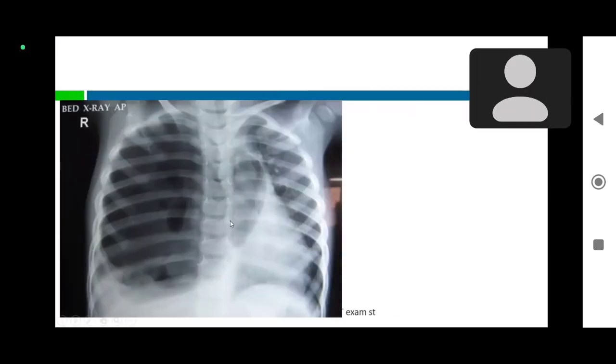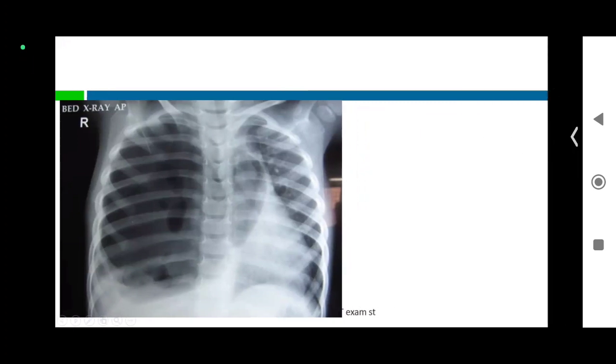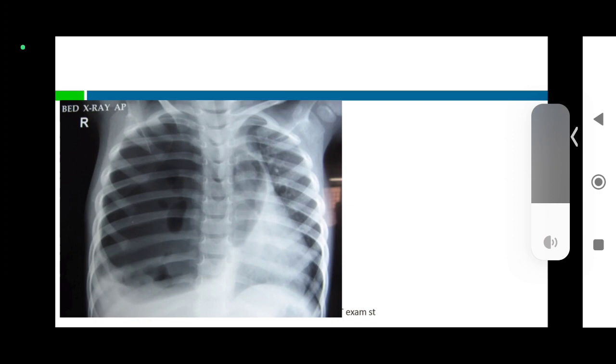What is this? Yes, quick. Otherwise, everyone will be late for our dinner, no? Increased volume on the right side of the lung. Very good. Increased volume on the right side. Heart pushed to the left side, sir. Heart is pushed to the left side. Okay, very good. Congenital lobar emphysema.